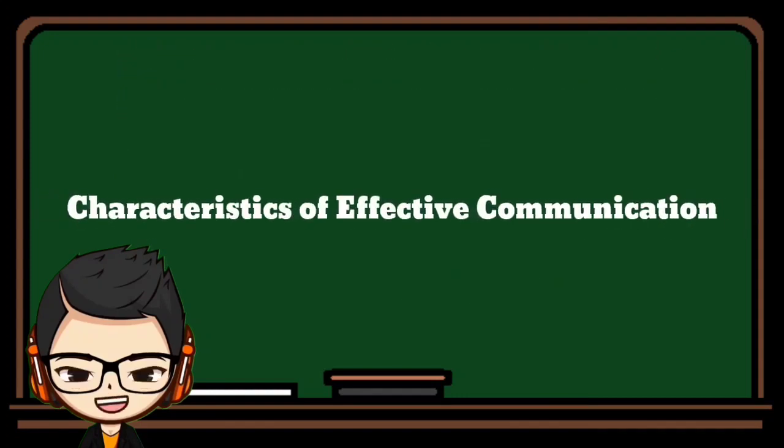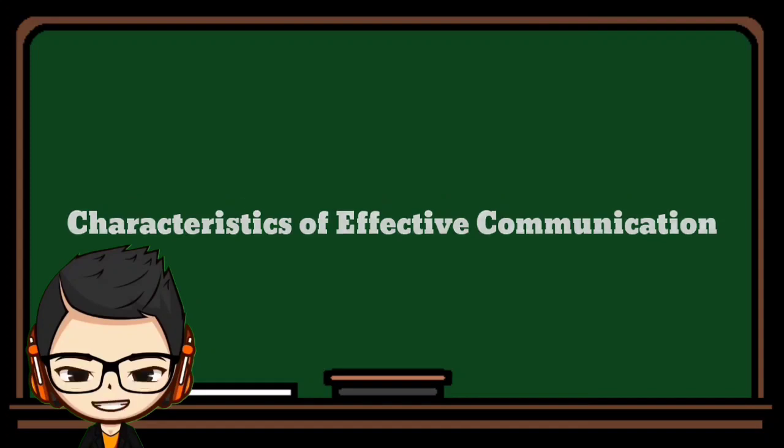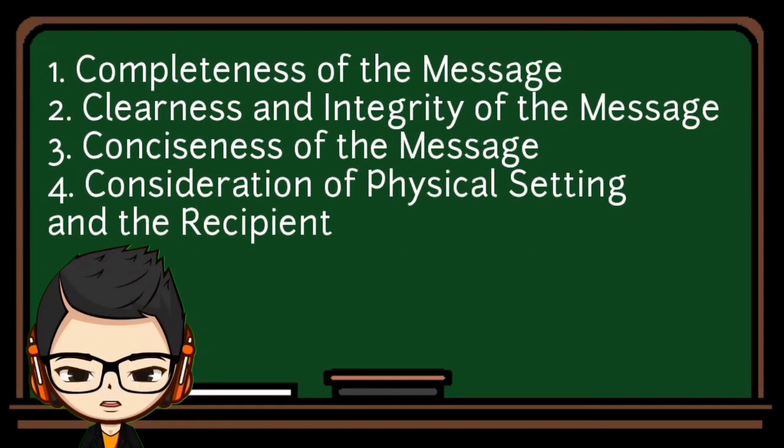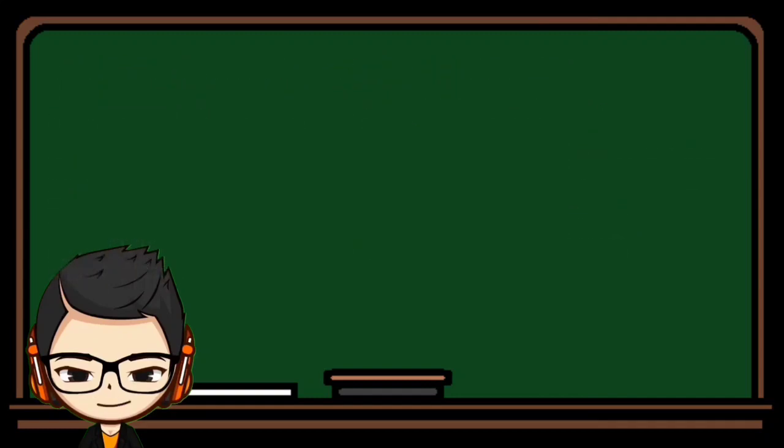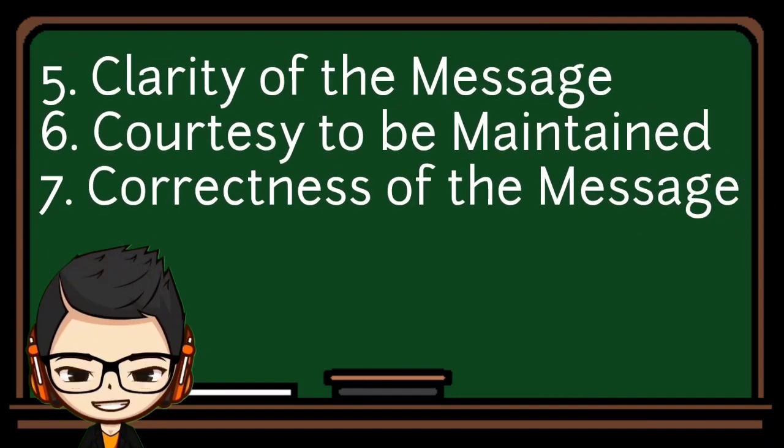Okay, the next is characteristics of effective communication. The first is completeness of the message. The second, clearness and integrity of the message. The third, consciousness of the message. The fourth, consideration of physical setting and the recipient. The fifth, clarity of the message. And the sixth, courtesy to be maintained. And the last, correctness of the message.